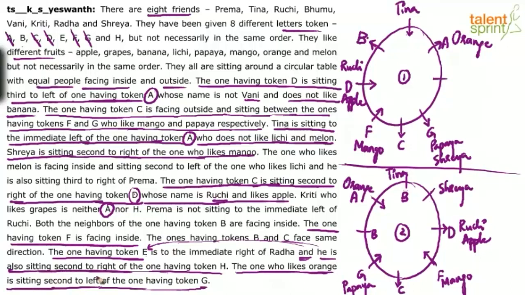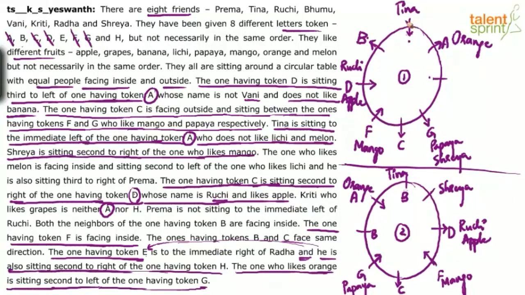E is second to the right of H. Now with respect to case 1, E should be second to the right of H. What are the 2 possibilities left out? These are the 2 positions left out for tokens, right? We know that E is second to the right of H. So fix that.